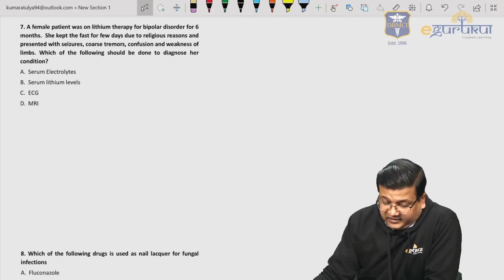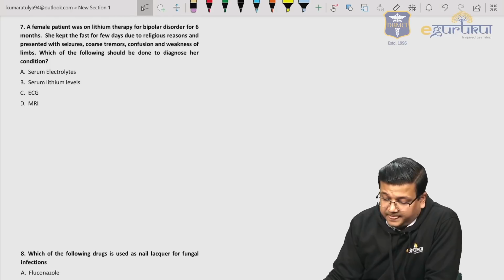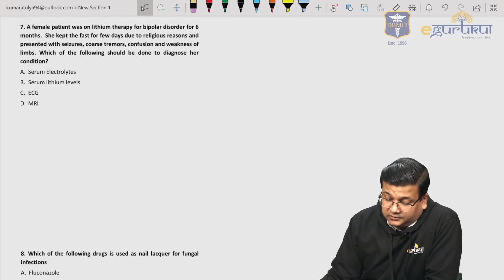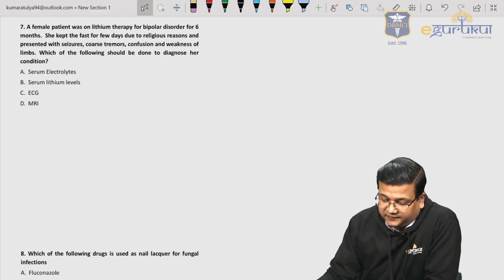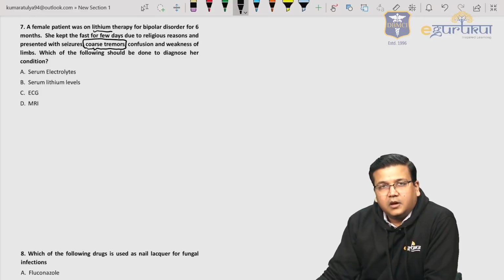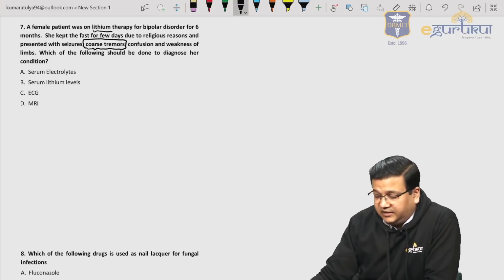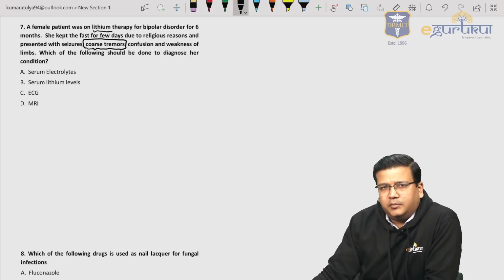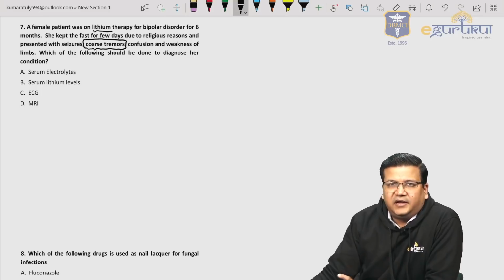Moving to question number 7: a female patient on lithium therapy for bipolar disorder for 6 months. Now, she kept a fast for a few days due to religious reasons and presented with seizure and coarse tremor. The moment we hear of coarse tremor, it should ring a bell in a patient who is on lithium. Lithium is a drug which has a narrow therapeutic index. The most common problem to start with is the fine tremor.